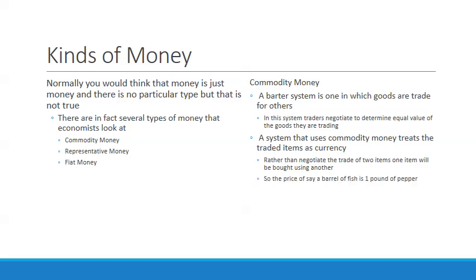So say the price of a barrel of fish is a pound of pepper. Well, in order for you to get a barrel of fish, you have to pay a pound of pepper. So the pepper in this case, that is the actual currency. And so that's how this commodity system works. It's based on the original barter system, but all it does is it takes one item that is commonly found within society and uses that item as the currency to purchase all other goods.